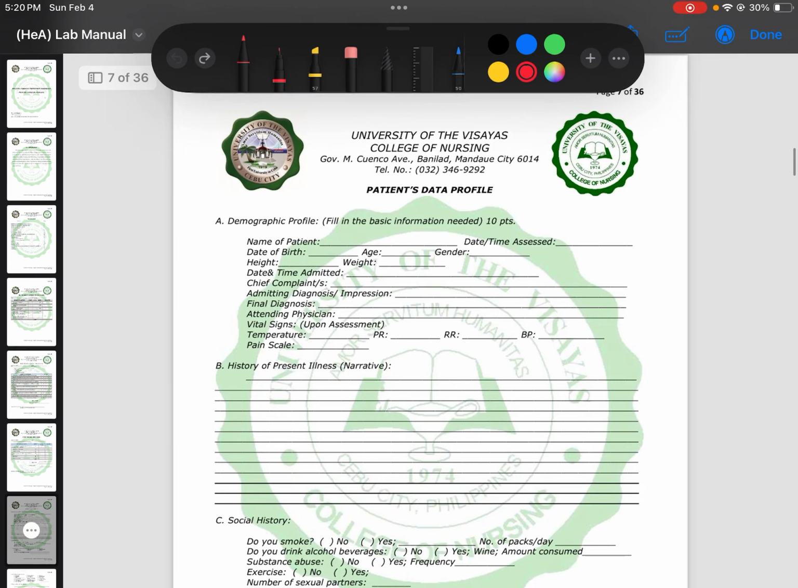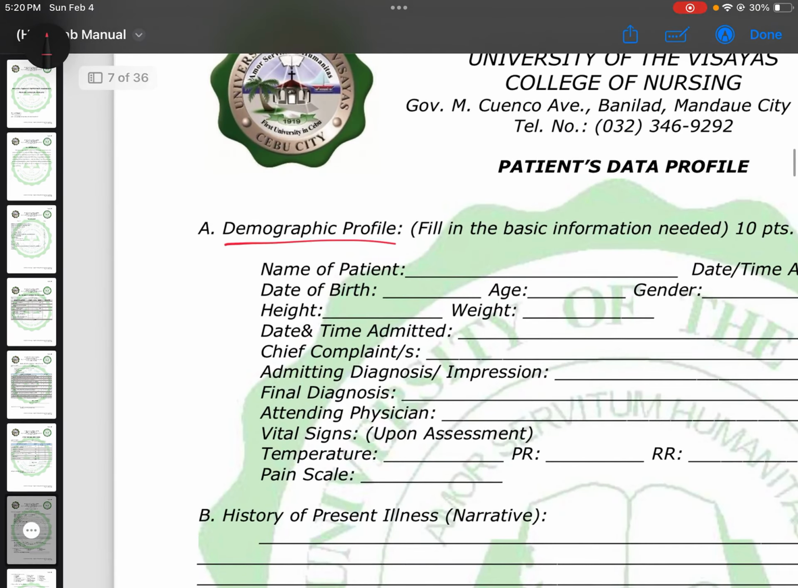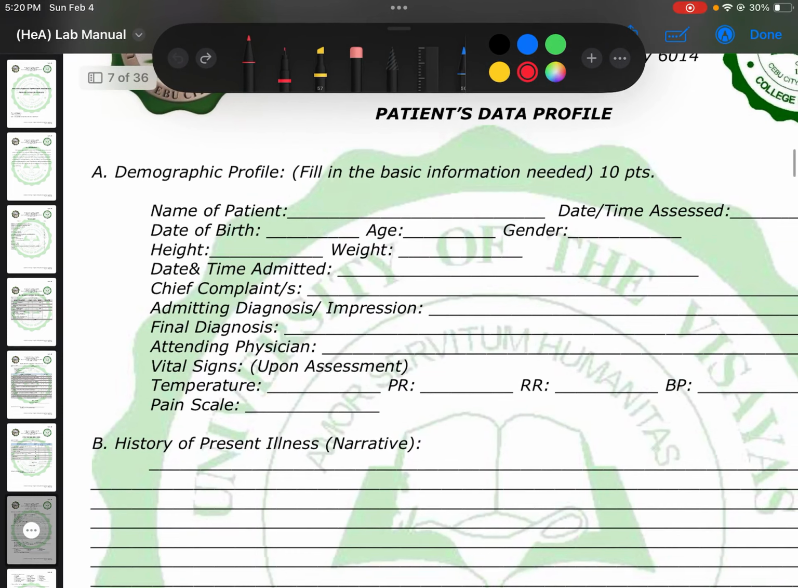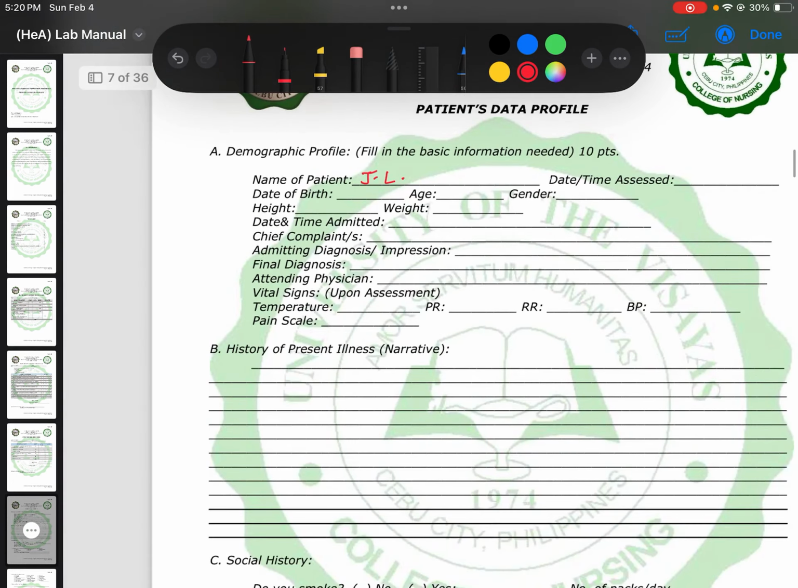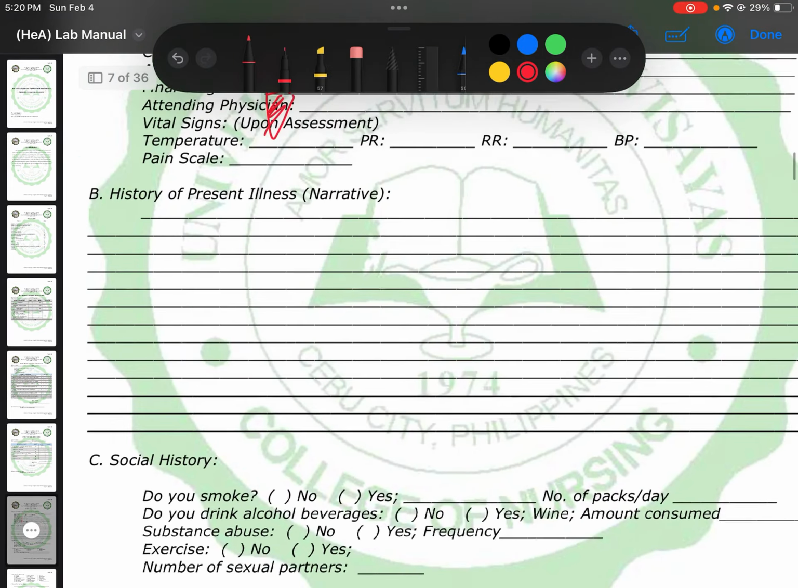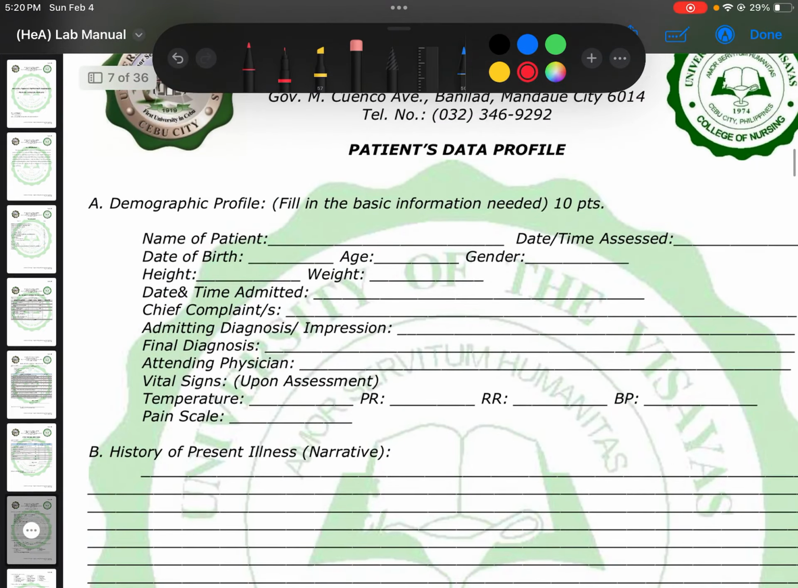When we reach this class, we will get into our history. Diba? As we've said before, demographic data or biographic data comes first. No? So this is where we will write our demographic data. So let's say, for example, name of the patient, Justin, JL, diba? As we've said, it has to be initials, no? And then we have to finish everything, diba? Finish everything. And then history of present illness. This is where we will use our cold spa.